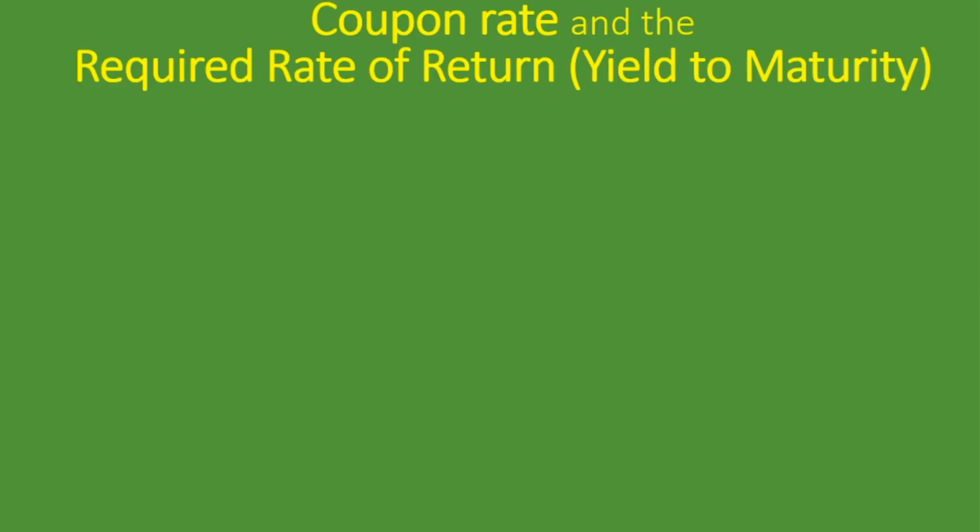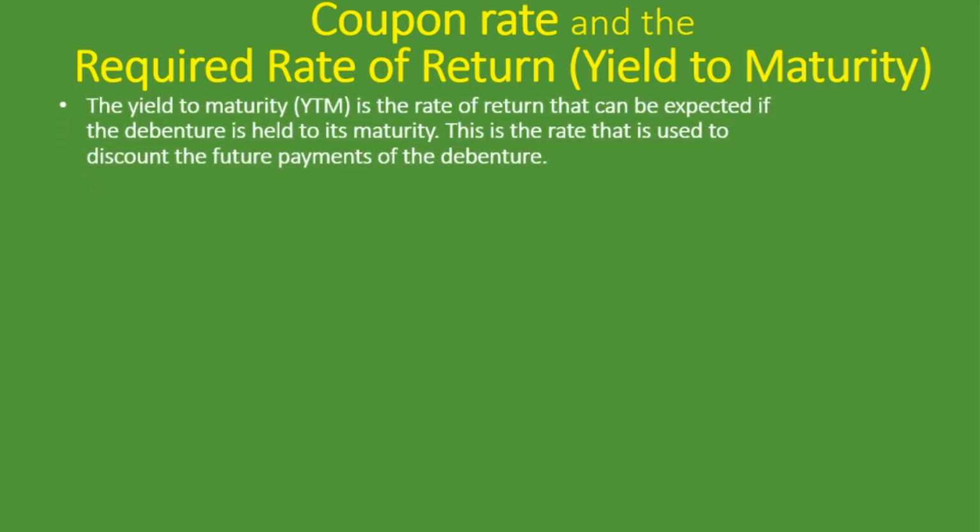So what is the coupon rate and what is the required rate of return or the yield to maturity? When we say the required rate of return, we're talking about the yield to maturity here. So we'll be using the required rate of return and yield to maturity interchangeably. But we want to see what the differences are between the yield to maturity and the coupon rate. The yield to maturity is the rate of return that can be expected if the debenture is held to its maturity. This is the rate that is used to discount the future payments of the debenture.